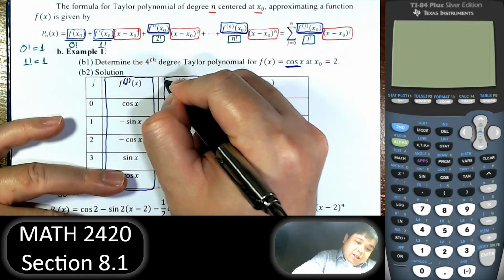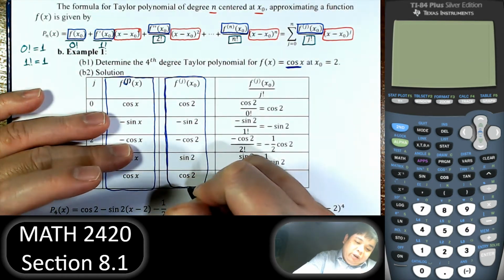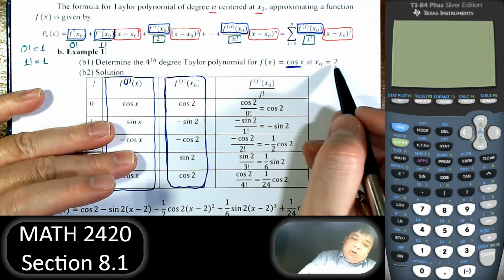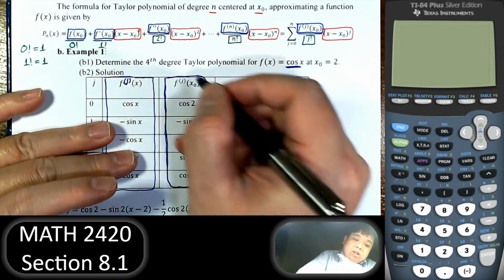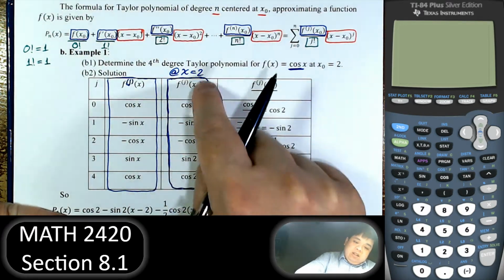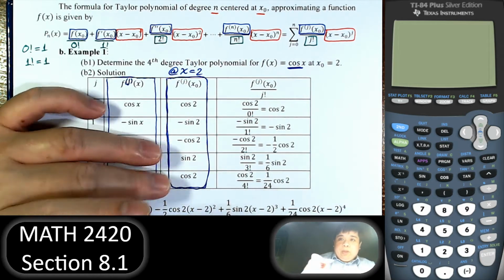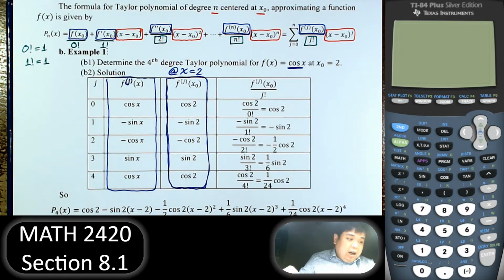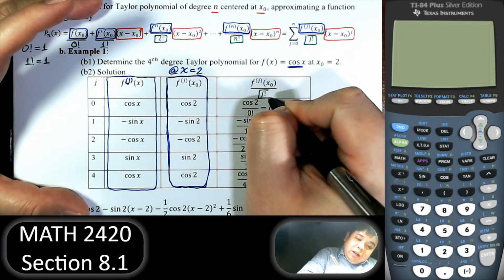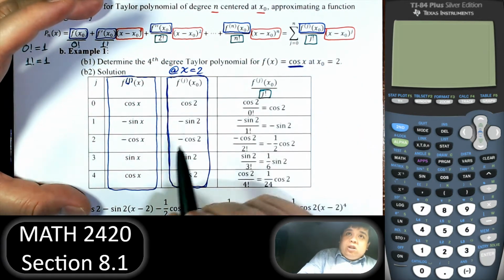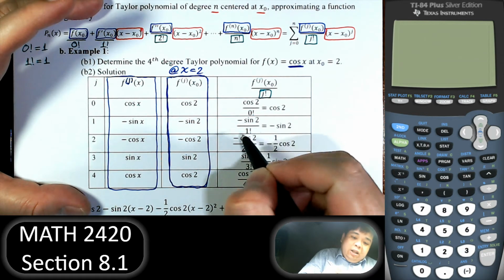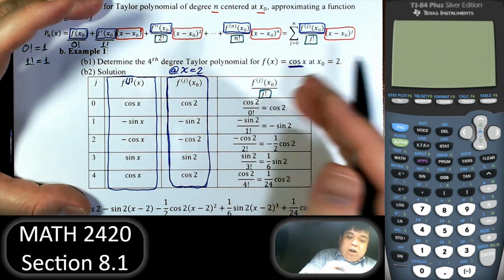And then next, we evaluate the derivative at x equal to x0, which is 2. So when x equal to 2, we're going to have this function at 2. That's the first component. And then next, we divide by the factorial, the same order as the derivative. So divide by 0 factorial is 1, 1 factorial also 1, and so on.